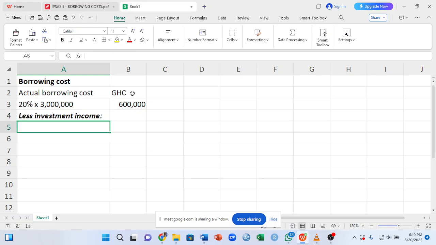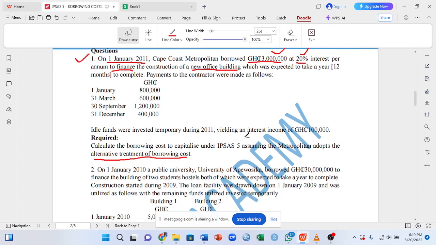So, what was your investment income in the question? Yeah, can you please mute yourself?